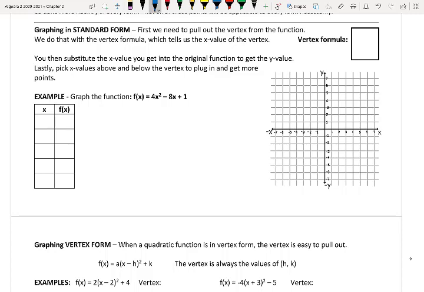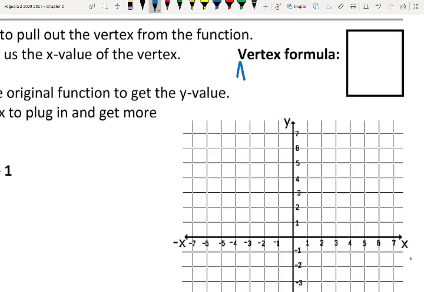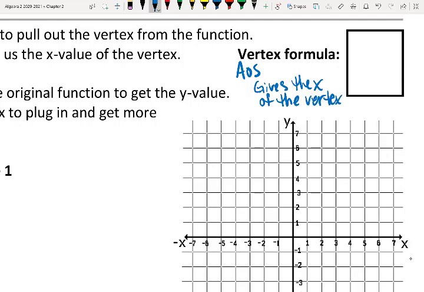And we have a formula that tells us what the x value is for my vertex. So really, this formula I could have labeled the AOS formula instead, because this gives the x of the vertex. It doesn't give you the whole vertex. So in this case, my formula to start finding the vertex is x equals negative b over 2a. So negative b over 2a is how I find the x value for my vertex, and then I'll plug that back in to find the y value of my vertex.